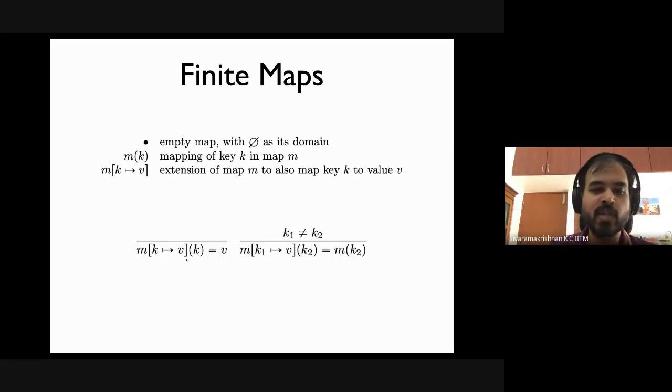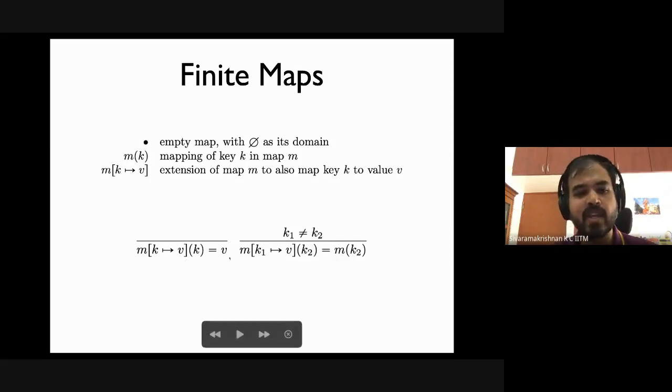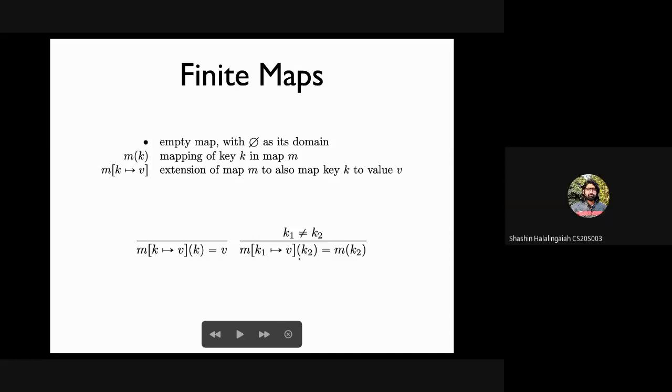And Shashin, if you were to write this as a program, here is where you would use an optional type. You would say that the value that is returned is some v, and if you write a program, you have to handle the case that the map could be empty. For that, you would say, if the map is empty and you look up k, you return none, right? So doesn't that violate that first statement over there, where it says the empty map with phi as its domain? Because now we have none or something as the domain, wouldn't it?